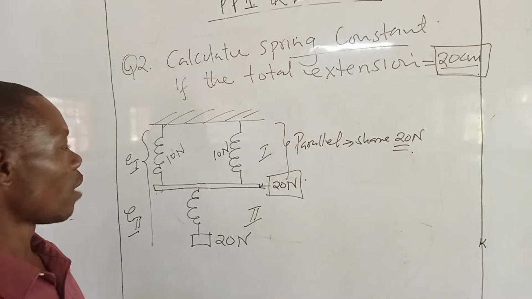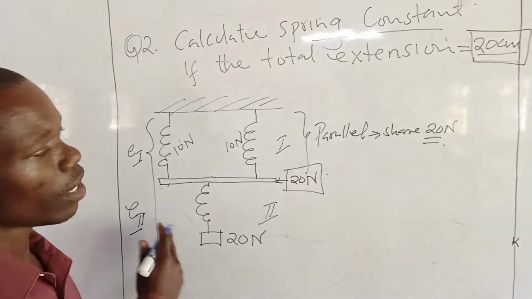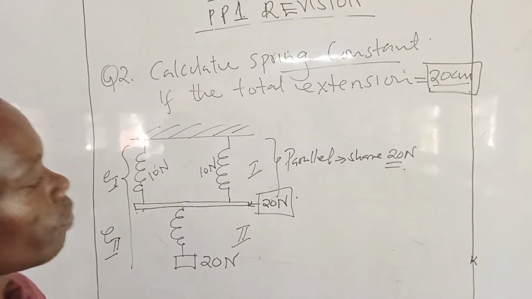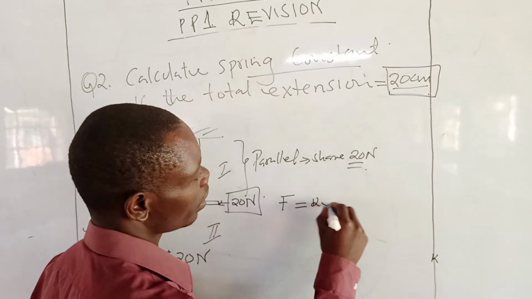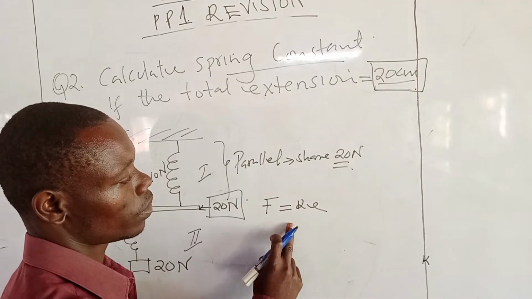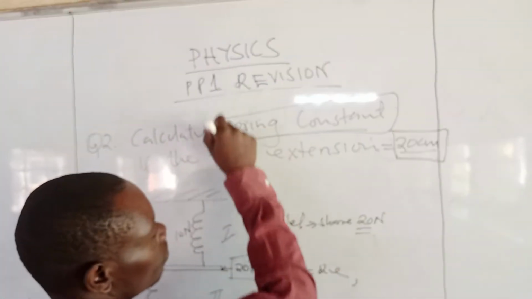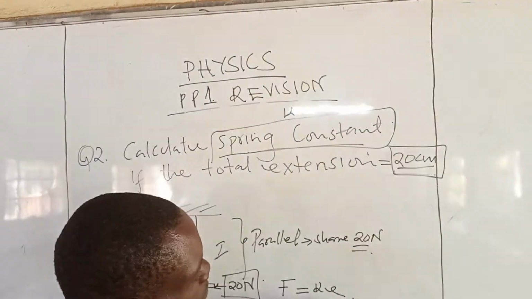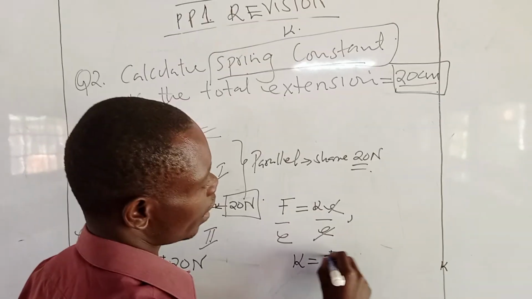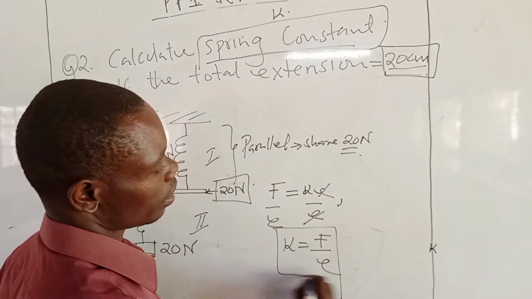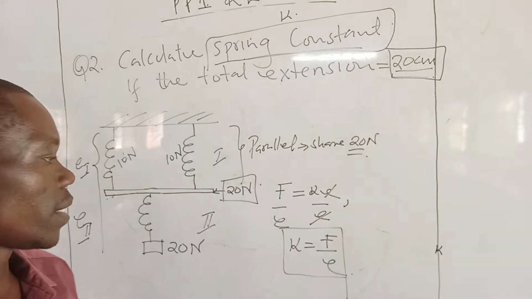the lower spring. Now, the one spring in part 1 and the other spring in part 2 will now be connected in series. Now, from our formula F equals KE, where force is equal to the spring constant times extension, we want the spring constant, K. If we divide both sides by E, we are going to have K equals F over E, where F is the force for each spring and E is the extension.